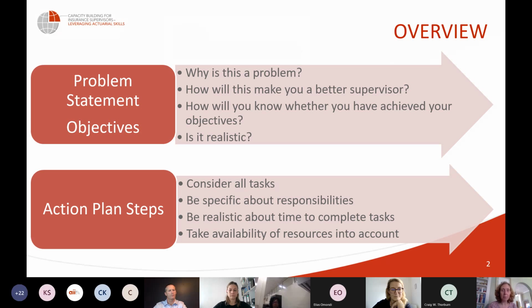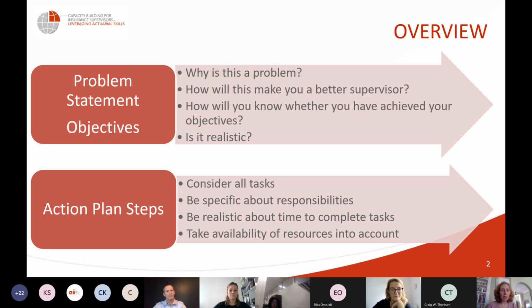So we don't have a lot of time, but I want to take some time now to give you some input so that if you want to make changes to your action plan between today and tomorrow, you can make some changes and get some more input on action plans tomorrow. So just a quick reminder: your action plan needs to cover a problem statement, the objectives, and the action plan steps.